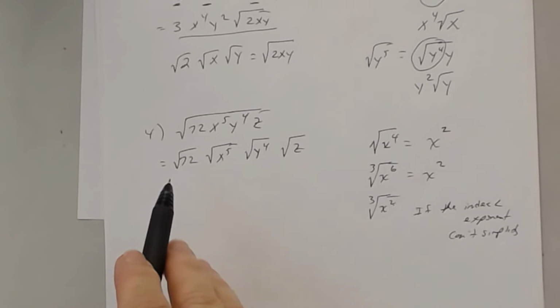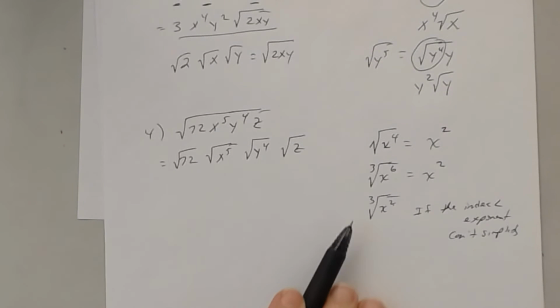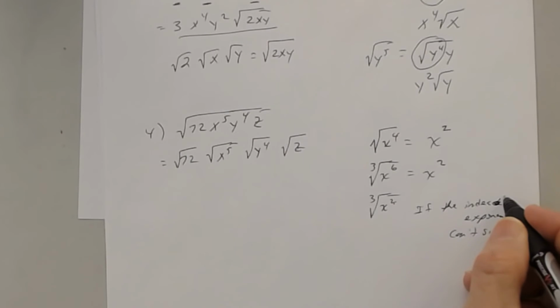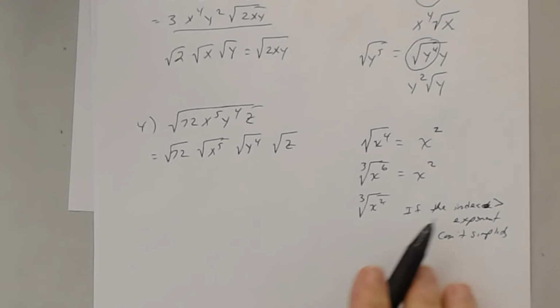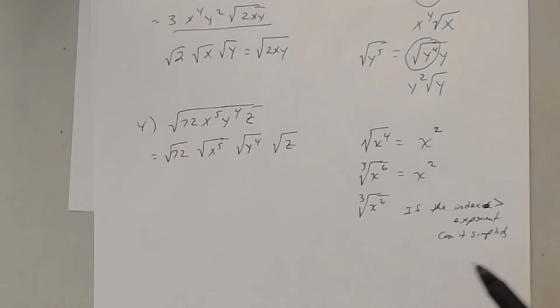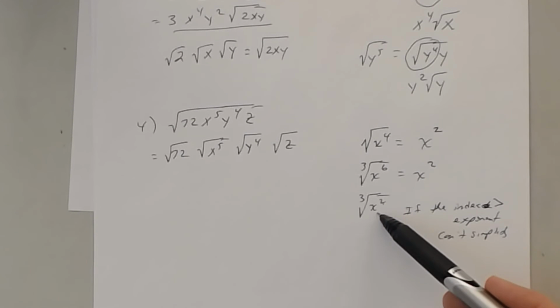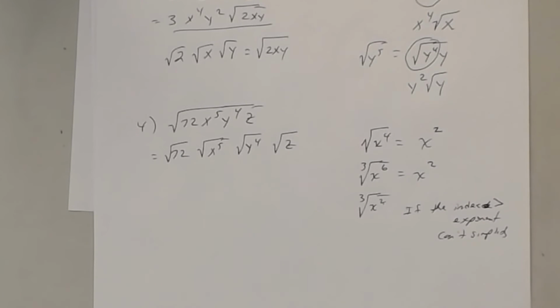Can I simplify the square root of 72? Yeah. What perfect square goes into 72? 36. What's your question? Yeah, I'm sorry, I meant bigger than. Thank you. So the index is bigger than the exponent. So 3 is bigger than 2. You could have said if the exponent is less than the index. Okay, you could have done it that way. Normally, the way I write it is I'll say if the exponent is less than the index, it can be simplified.